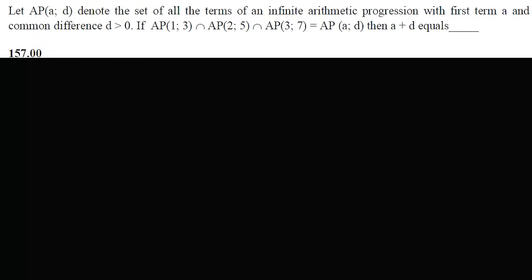Now let us take another example, and this question was asked in JEE Advanced 2019, and the question was, we are given 3 APs. So we have this first AP whose first term is 1 and common difference 3. Then we have this second AP whose first term is 2, common difference 5, and then we are given this third AP whose first term is 3 and common difference is 7. It says we need to find intersection of these 3 APs.